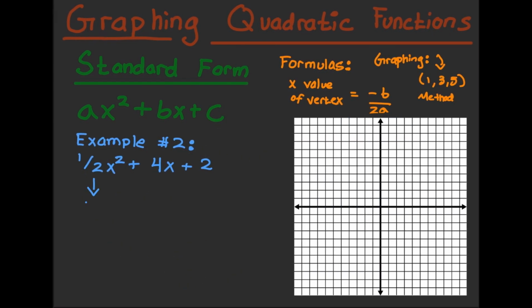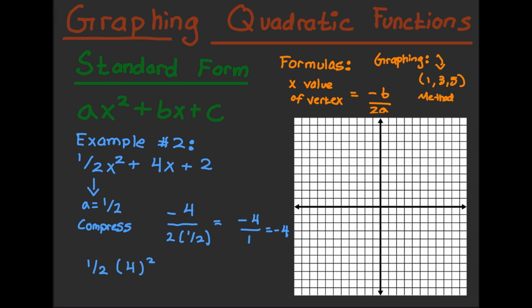Let's move on to a new example. This example is 1/2 x squared plus 4x plus 2. The a value in this equation is 1/2, and that is a compression. Using this a value and plugging it into the axis of symmetry formula, we get negative 4 over 2 times 1/2, which is also equal to negative 4 over 1, or just negative 4.